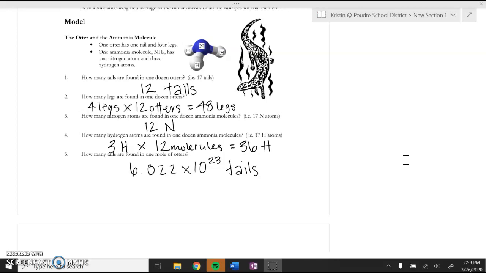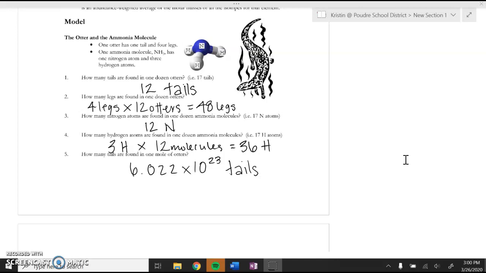We're also looking at an ammonia molecule, which is a really simple molecule, so it's nice to use in this situation. So the first question is, how many tails are in a dozen otters? We know that 1 dozen is 12 things. So if you have 12 otters, each otter has 1 tail, you have 12 tails. If you're looking at how many legs are in a dozen otters, hopefully all of our otters have 4 legs. So we can just do 4 legs times 12 otters, which gives us 48 legs.